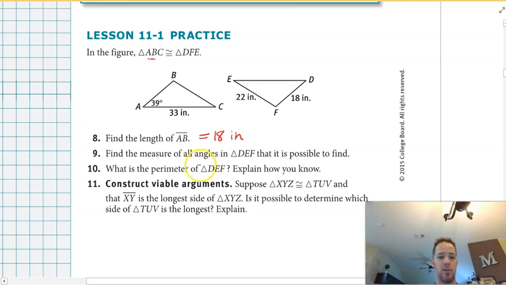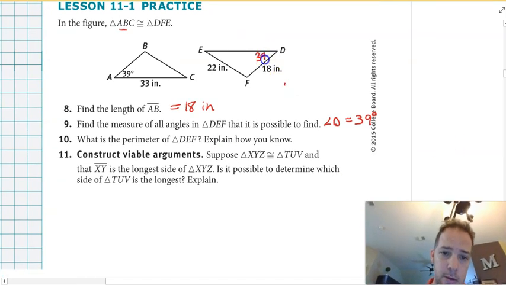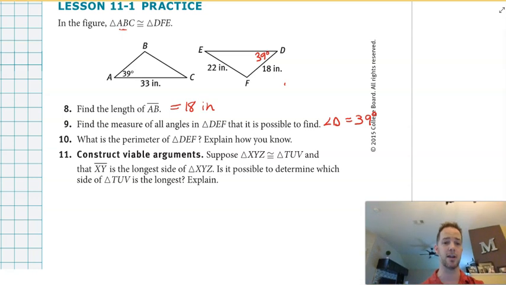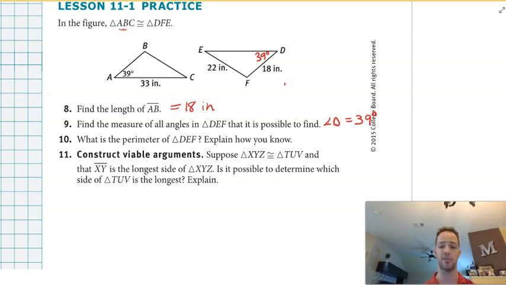Find the measure of all angles in DEF, if that is possible to find. Okay, so angle A corresponds to D, so I know that if A is 39 degrees, the measure of angle D has to be 39 degrees. But I don't know any other angles on either triangle, so I can't use corresponding pairs to identify another angle. And I can't use the triangle sum theorem to solve for a third angle if I knew 2 of them. So I can't solve for any other angles on that one.